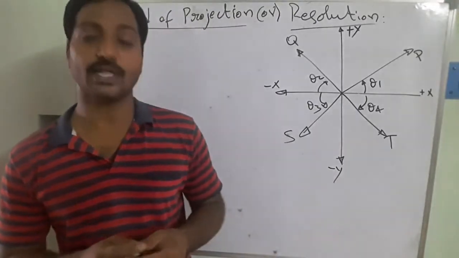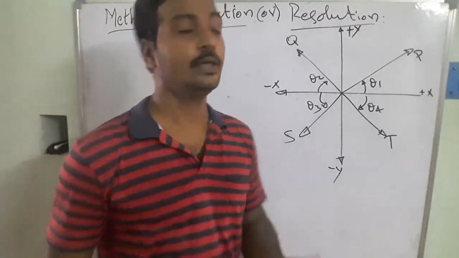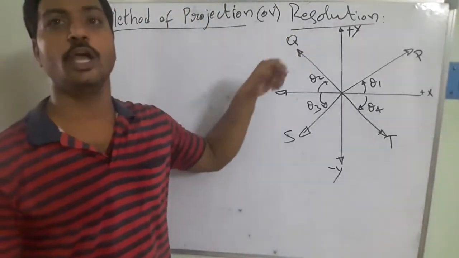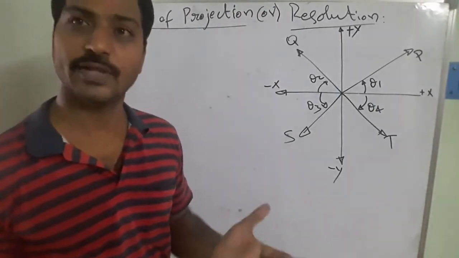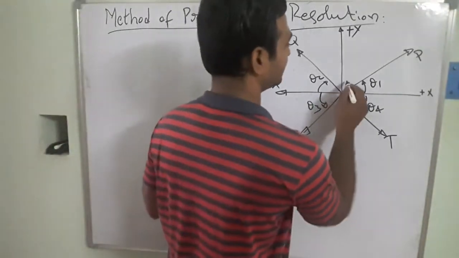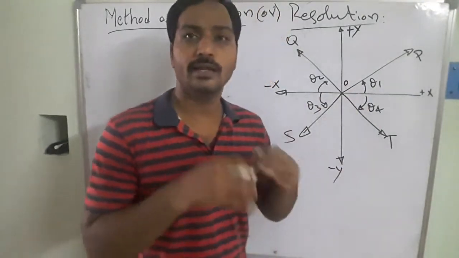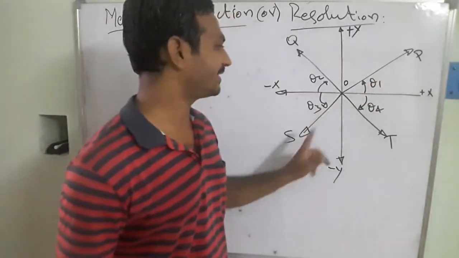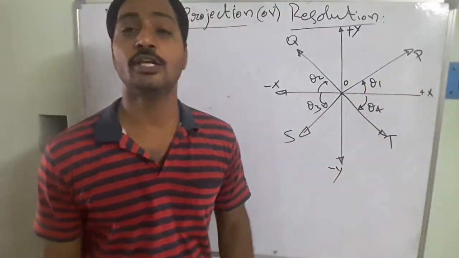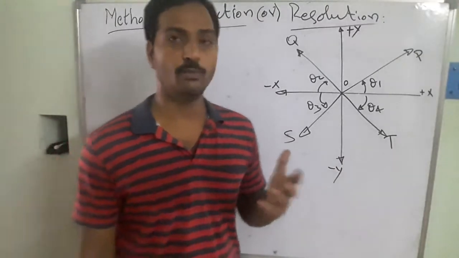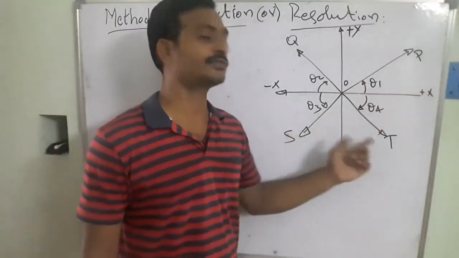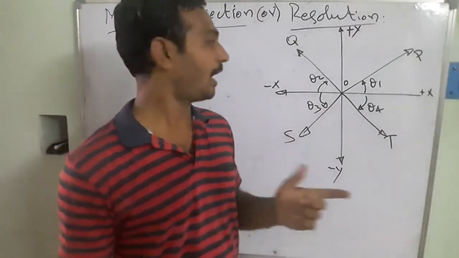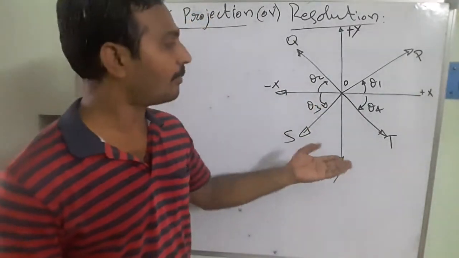In this case, we use the resolution method, or the method of projection, to find the resultant component. It is very clear that in the system I am considering, O is the point where all the forces originate. Then there are four forces acting: P, Q, S, T. Which direction will the object move, towards Q or P or S, T? We know that it is going to move in the resultant component direction. Right? So how are we going to calculate the resultant component in this case?